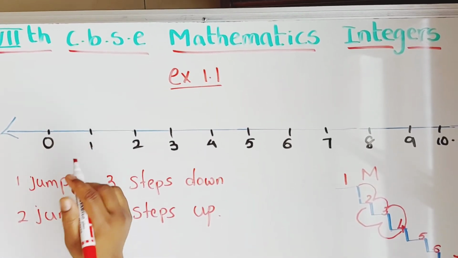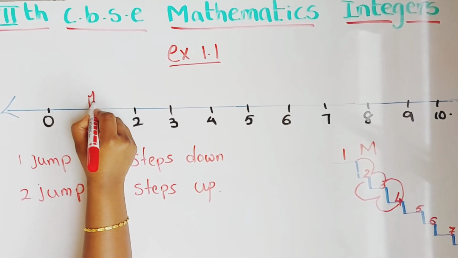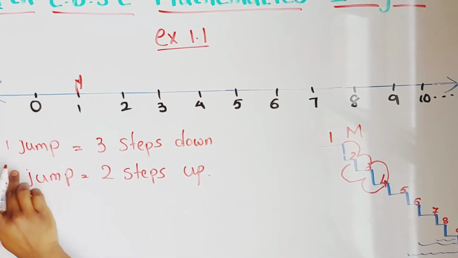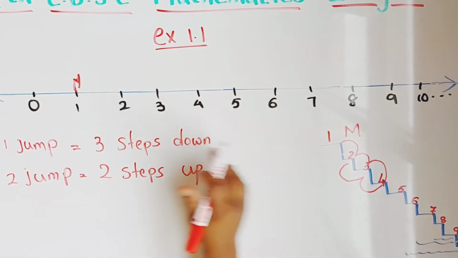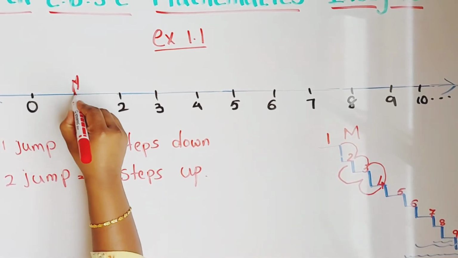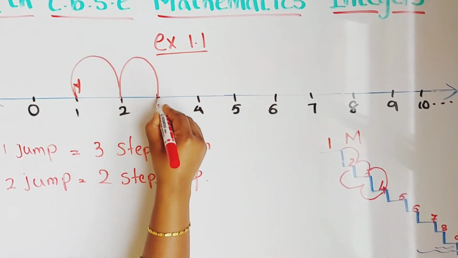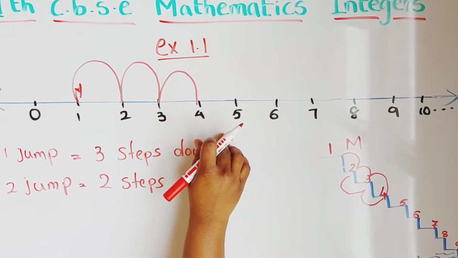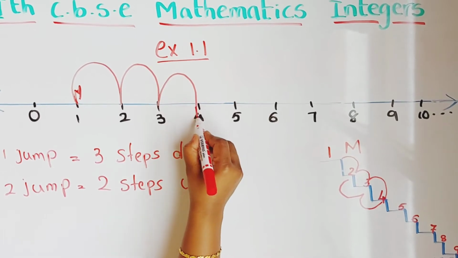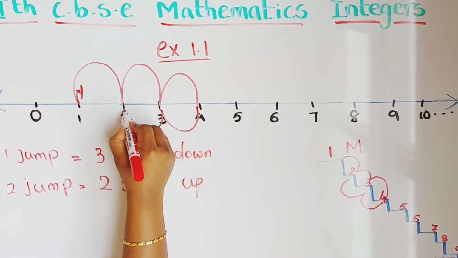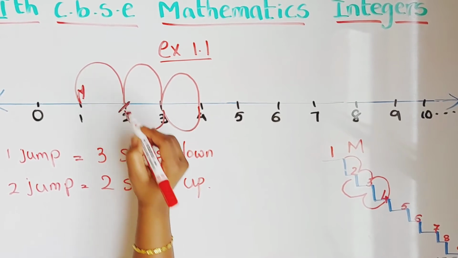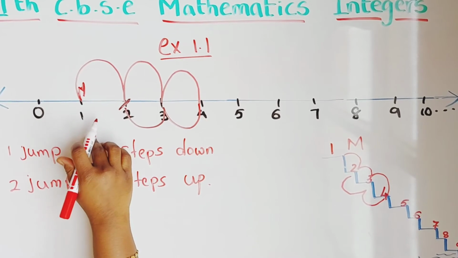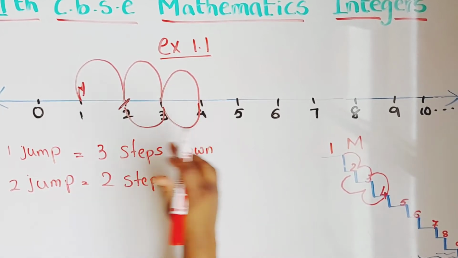So now the monkey is sitting here on the first step, so I am writing M. So in the first jump, 3 steps down. Numbers are in increasing order, so 1, 2, 3. Next, second jump, 2 steps up. Again reverse, 1, 2. So now what is the position? Number 2 is the position, right? So it is jumping like this. The same pattern it is continuing, right? 3 steps down, 2 steps up.